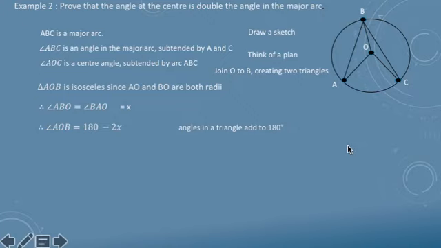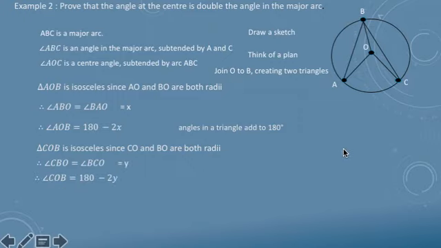Next, let's do the same thing with the other triangle. So again, COB is isosceles, since again CO and BO are the radii. So again, those two angles must be equal. Let's call them y. And so COB is 180 take 2y. So if you notice, we've defined this angle here, AOB, and we've defined this angle here, COB. So now we can define this angle using the full revolution. So AOC is going to be 360 take AOB take COB.